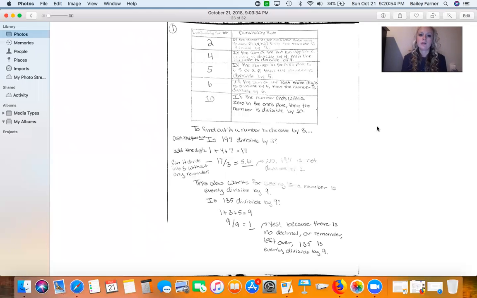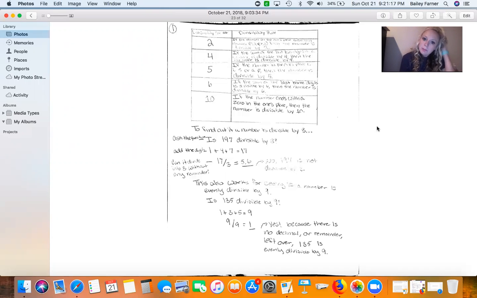For example, we know the number 2. If it's divisible by something, it's divisible by a number that's going to be even. And if a number's even, we know that the number in the ones place is either a 0, 2, 4, 6, or 8. And that's a pretty easy one. We know just simply that if a number is even, that it's going to be divisible evenly by 2. There's not going to be any crazy numbers or anything.